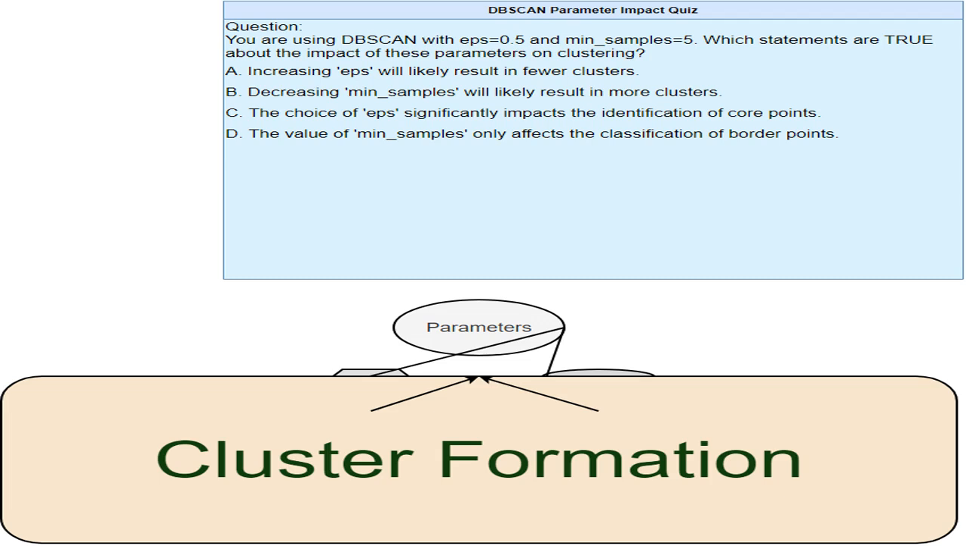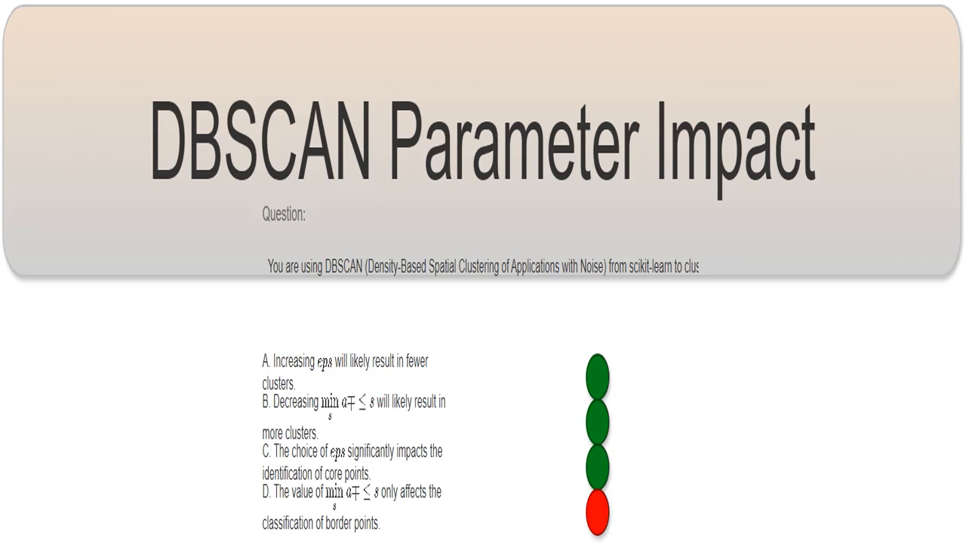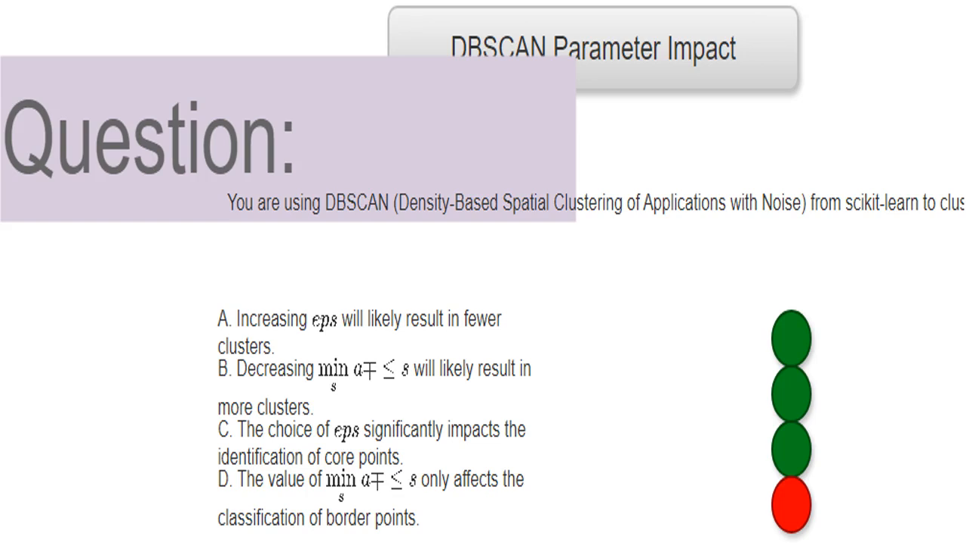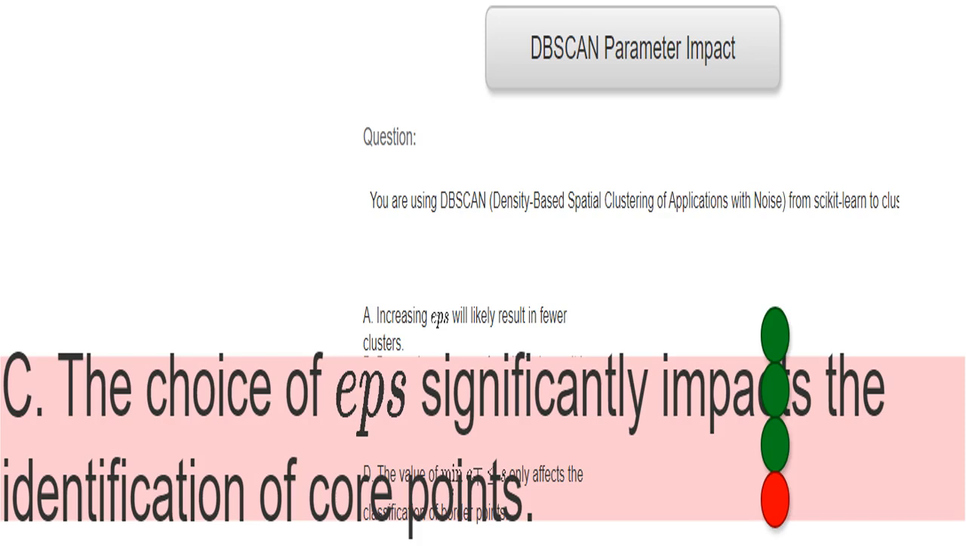Points that meet the requirements become part of a cluster. Simple as that. I'm assessing your understanding of how changing the epsilon, eps, and minimum samples, min_samples, parameters affect the results of dbscan clustering. dbscan, by the way, stands for Density-Based Spatial Clustering of Applications with Noise. I'm asking you to identify the true statements about how changes in eps and min_samples affect dbscan's output. It's a multiple-choice question.